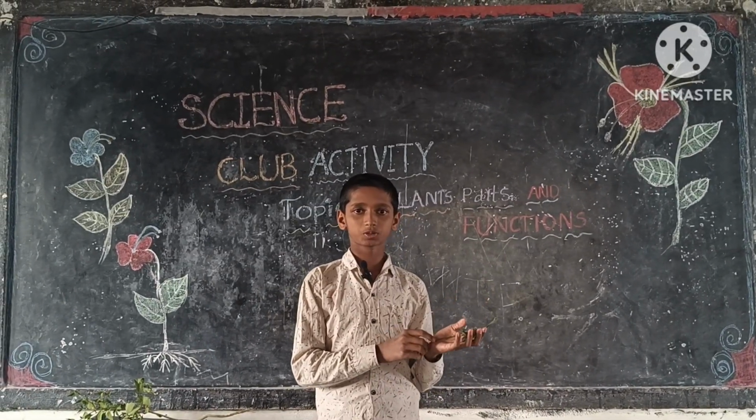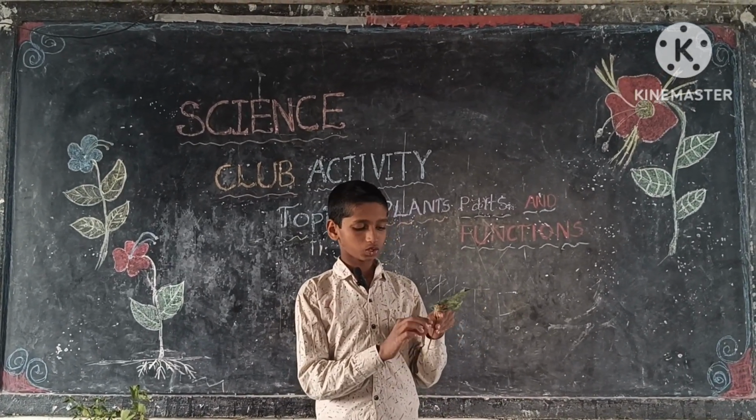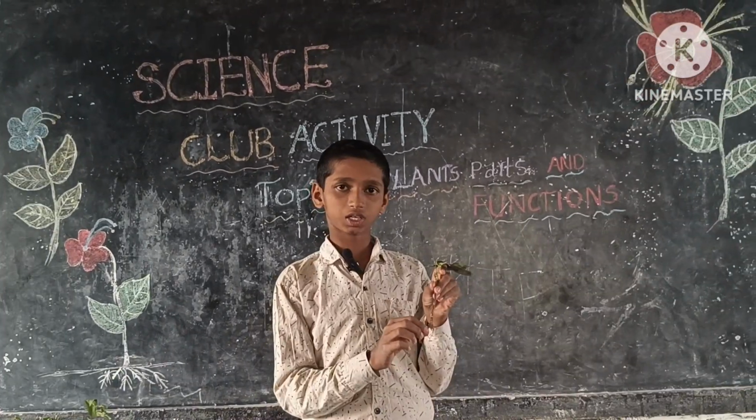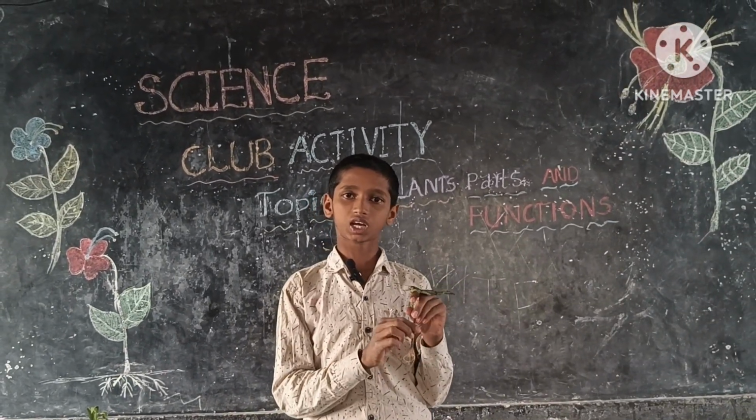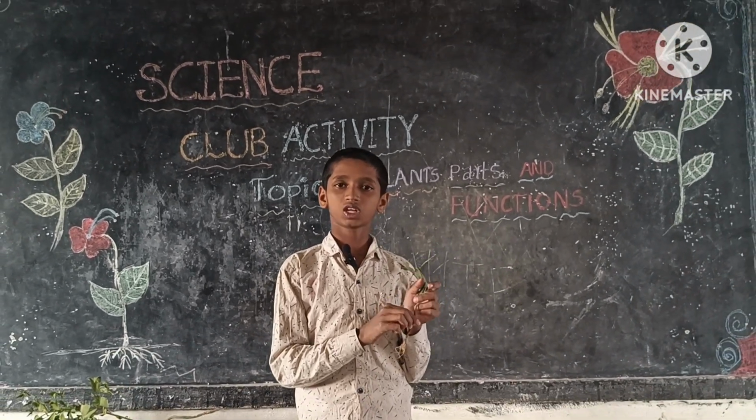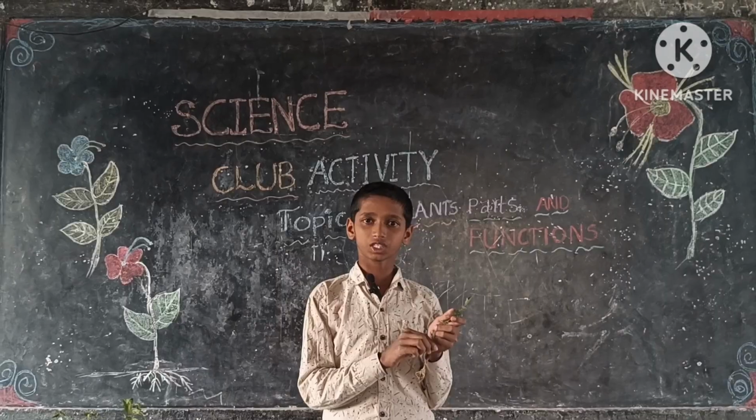Now I am going to explain fibrous root system. Below the stem, many roots arise and grow into the soil. This type of root system is called fibrous root system. Examples of fibrous root system: paddy plant, wheat plant.